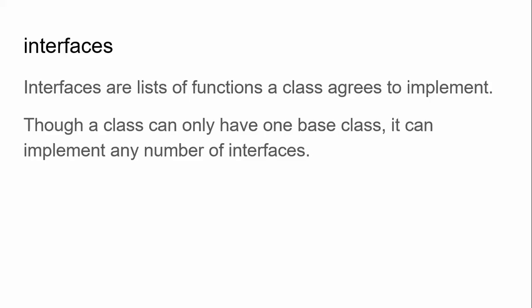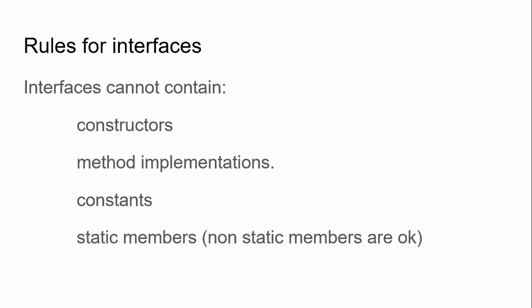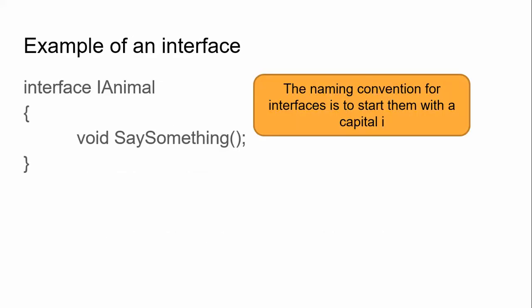So an interface is very similar to an abstract class, except interfaces have some restrictions on them. They don't contain the following things: implementations, constants, anything static, or constructors. So an interface is really just a list of functions. And they're very useful because you can sidestep around the limit on multiple inheritance. You can implement as many interfaces as you want. But I'm going to talk about interfaces more in another video.